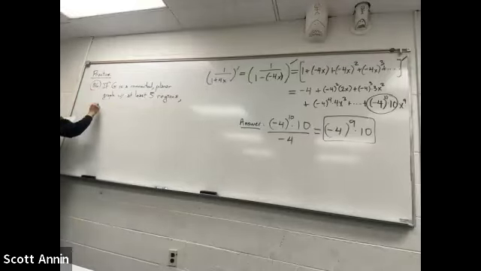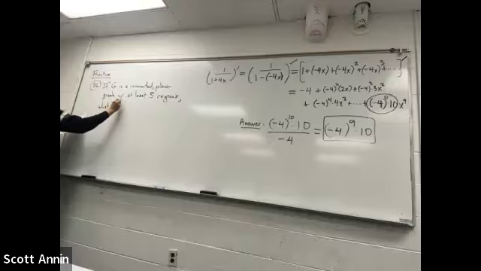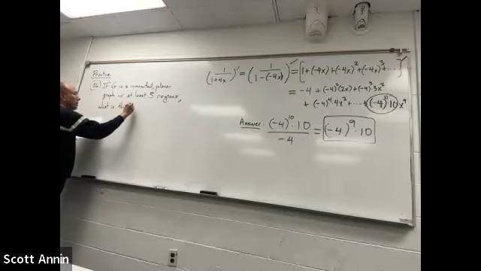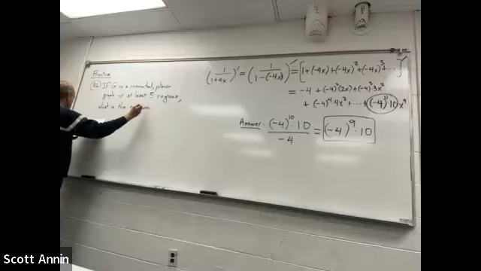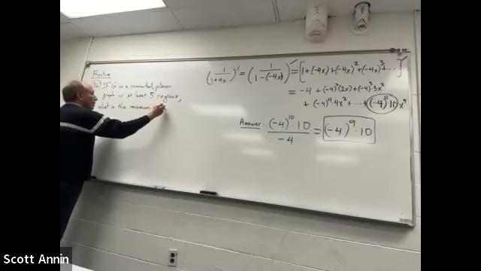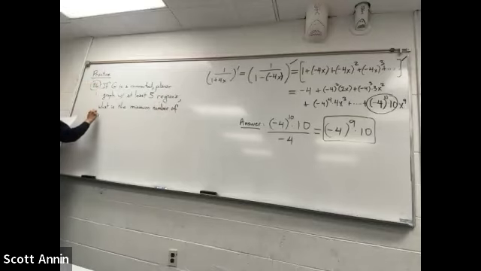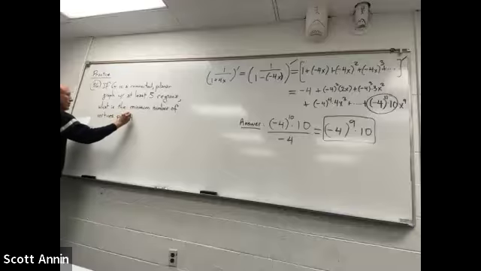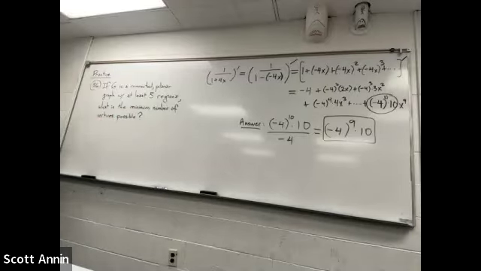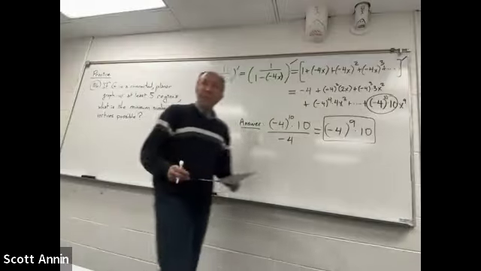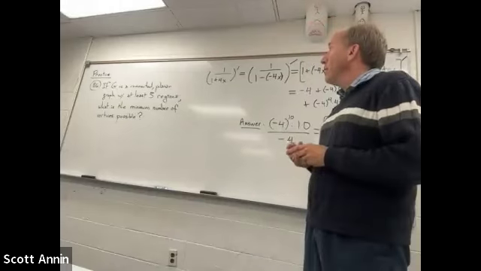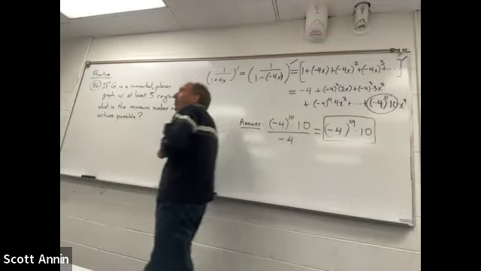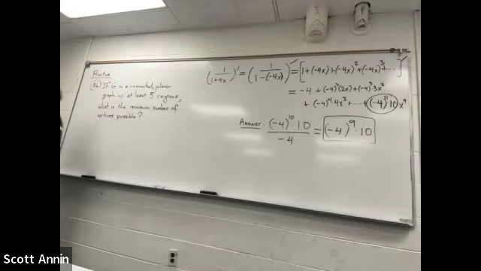Question is, what is the minimum number of vertices possible? What is the minimum number of vertices that you could have in such a graph? You have to have at least 5 regions. So the question would be, how could you do that with as few vertices as possible?